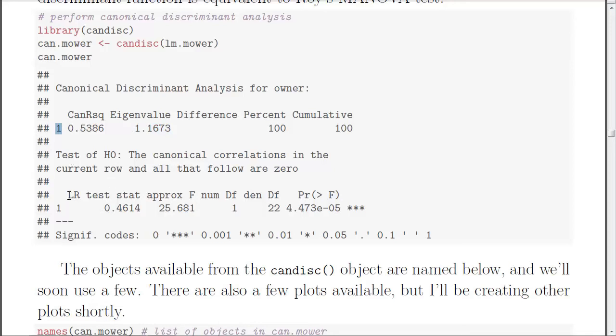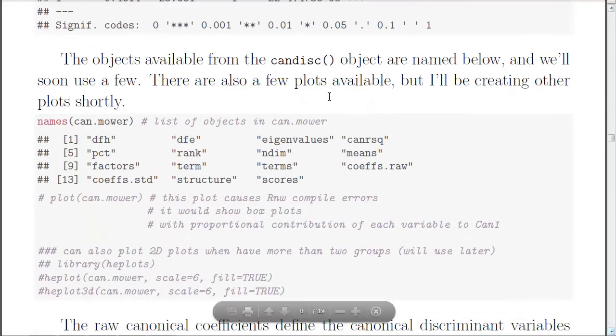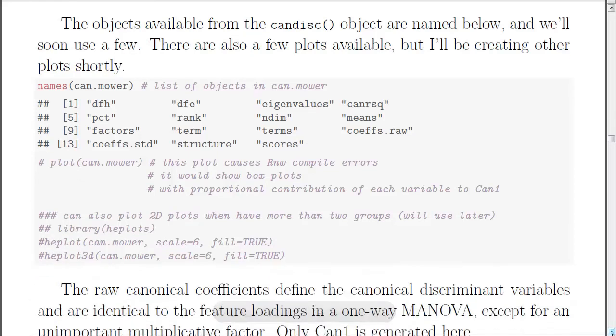Furthermore, it gives a likelihood ratio test of whether there's a difference between the two groups, and the p-value here, 0.00004, suggests that there's a significant difference between the two groups along that direction. The canonical discriminant object has lots of objects inside of it, and we're going to use some of these in a moment.